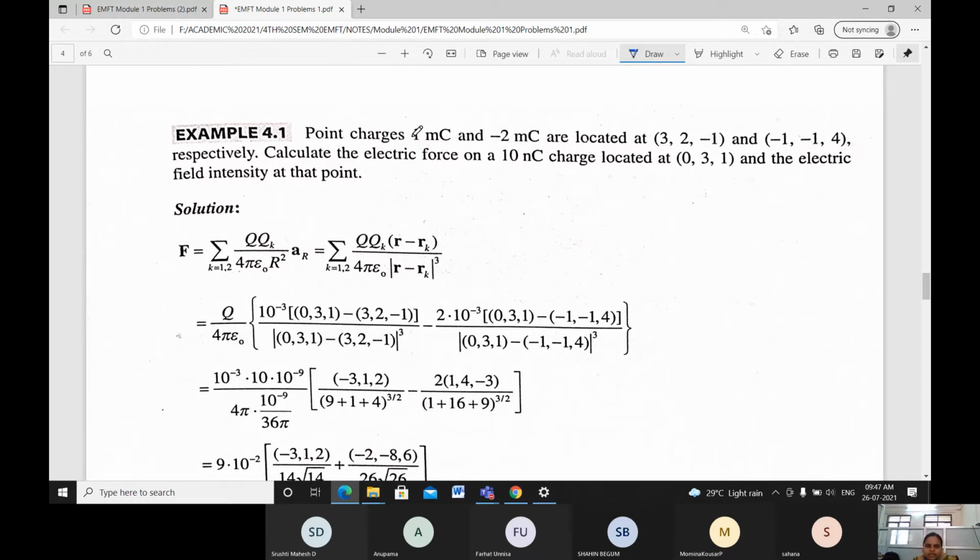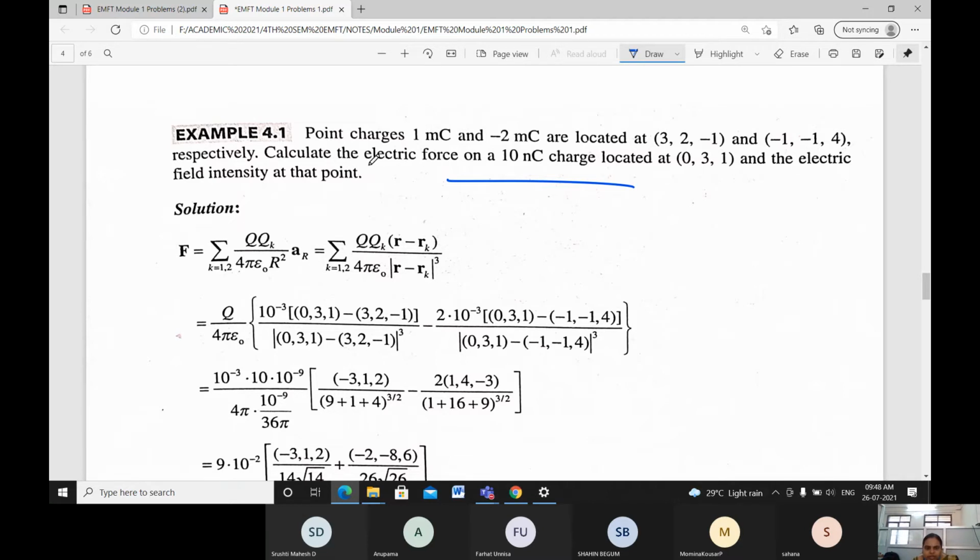Point charges, that is 1 millicoulomb and minus 2 millicoulombs, are located at (3, 2, -1) and (-1, -1, 4) respectively. Calculate the electric force on a charge, here given as 10 nanocoulombs, located at (0, 3, 1), and the electric field intensity at that point. This we have to calculate here.